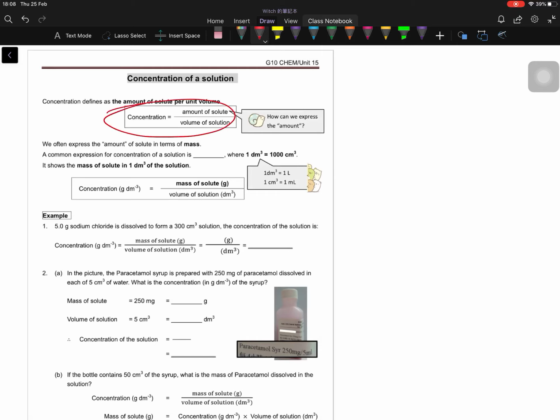Well, this is the equation. Even if someone does not understand science, they will agree with that. It's the amount of solute over the volume of solution. So if you have the same volume of solution and you get more and more solute, then of course the concentration will be higher and higher.